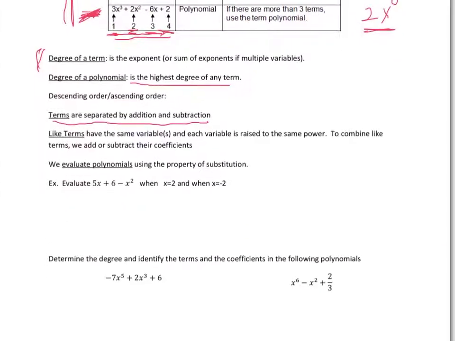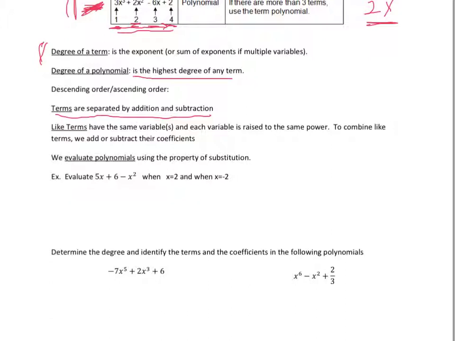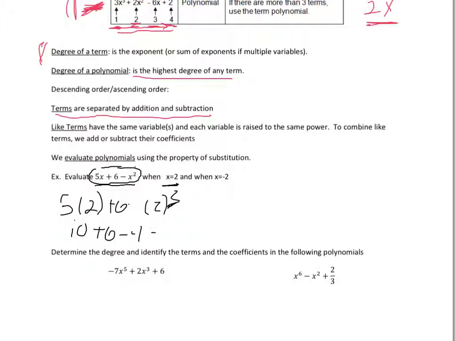Now, when we evaluate a polynomial, we're plugging numbers in. We're using that property of substitution to plug numbers in here. So in this example, we have this polynomial 5x plus 6 minus x squared. First of all, this is a trinomial, and it's a second degree trinomial because the highest power of any of the terms is 2. When we're evaluating this when x equals 2, we're plugging 2 in for all the x's. So there we'd have 5 times 2 plus 6 minus 2 squared. So here we have 10 plus 6, and then the 2 squared is 4, so we have minus 4, which gives us a grand total of 12.